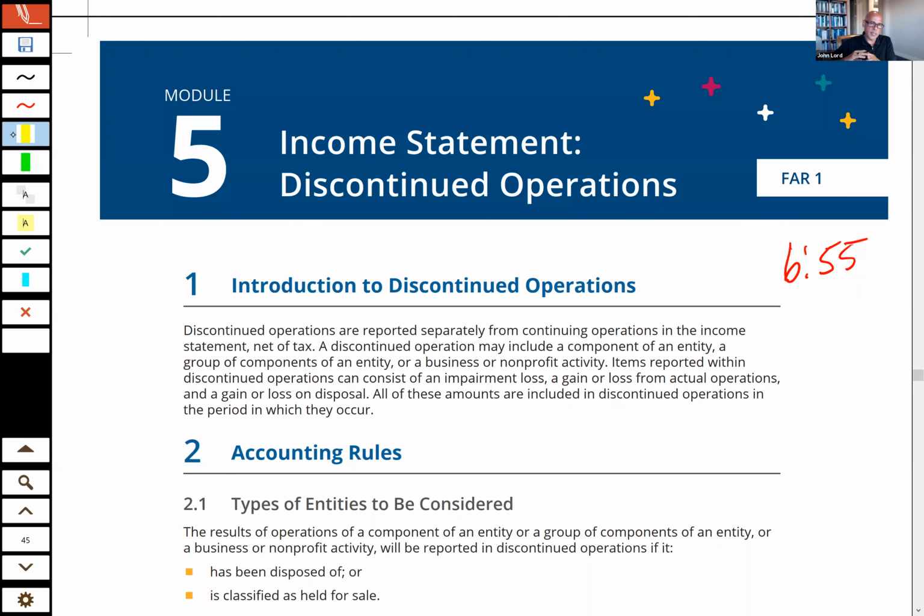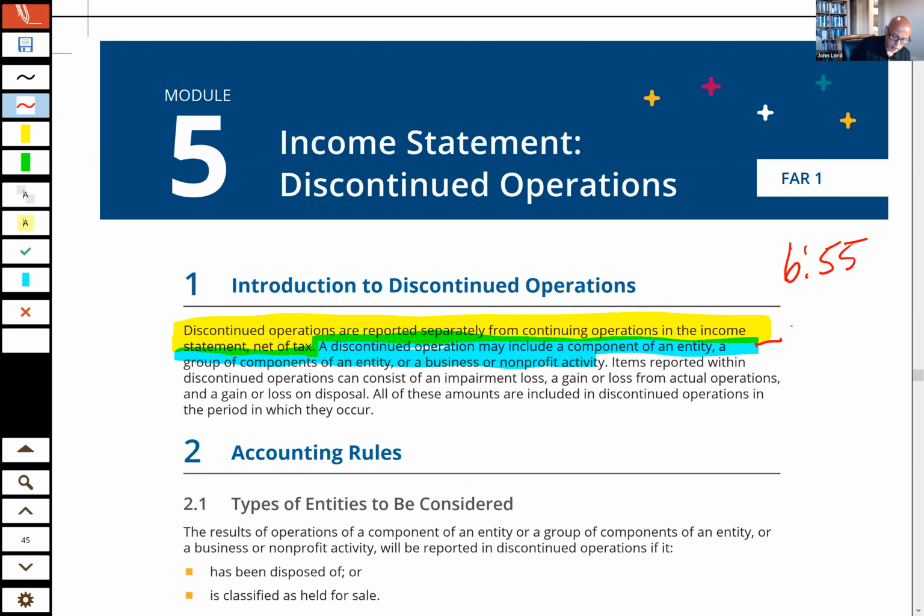And they're going to look at that piece of the business a little bit differently than they would the part of the business that's going to be continuing. So they tell us you have to break out the effect that the discontinued operations had on net income. Discontinued operations are reported separately from continuing operations in the income statement, net of tax. Notice that discontinued operations may include a component of an entity, a group of components of an entity, or a business's nonprofit activity.